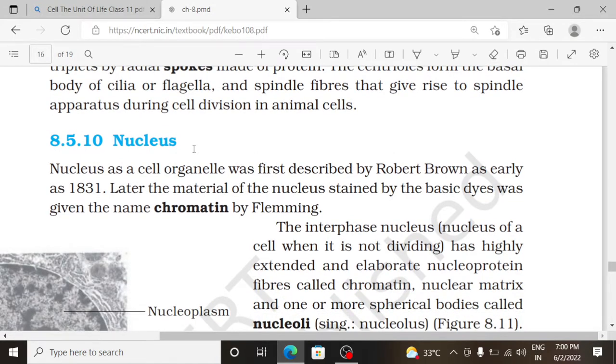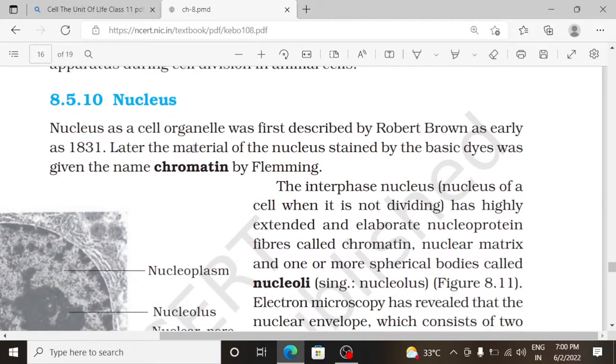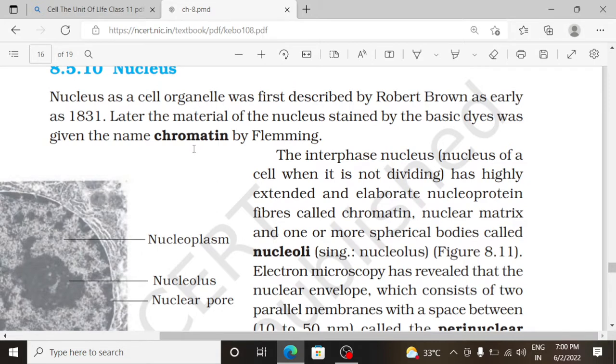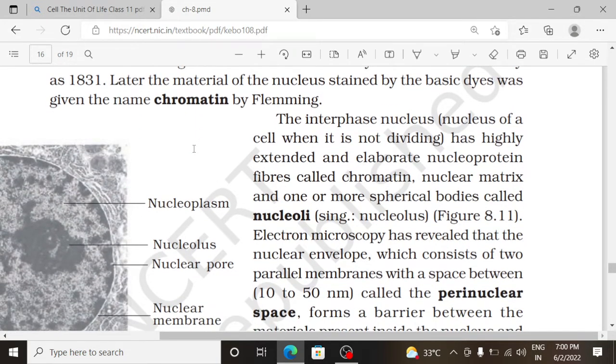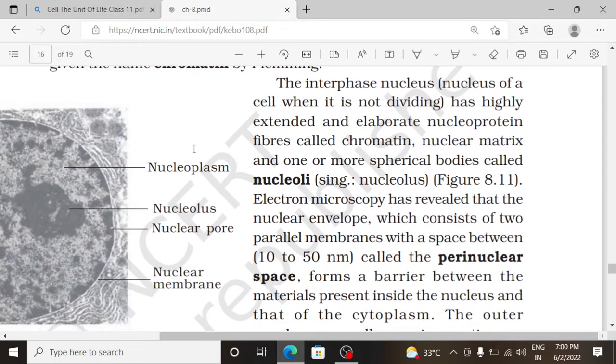Nucleus. As the cell organelle, it was first described by Robert Brown as early as in 1831. Later the material of nucleus stained by the basic dyes was given the name chromatin by Fleming. The interphase nucleus, that is nucleus of a cell when it is not dividing, has highly extended and elaborate nucleoprotein fibers called chromatin, nuclear matrix and one or more spherical bodies called nucleoli, that is singular nucleolus.